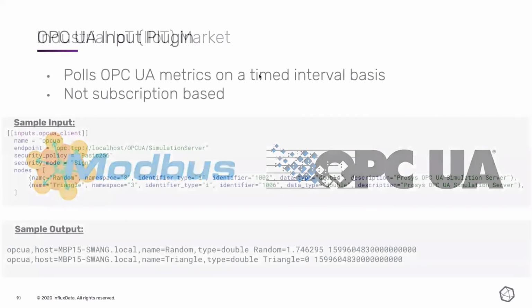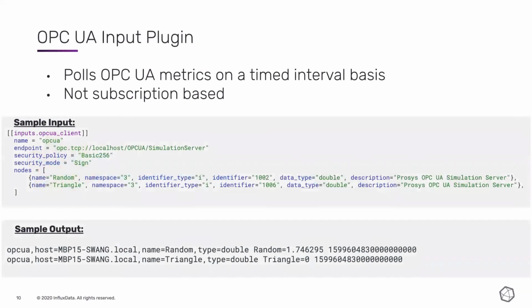So a little bit about the OPC UA input plugin. I think an important aspect is that it pulls the OPC UA metrics on a time interval basis. So if your time interval is set to 10 seconds, which is kind of the default, it will be pulling the metrics at that certain time. So if an event happens in between, it won't read it at that specific event, but we'll pick it up afterwards. So that's important, this is not a subscription-based input plugin.